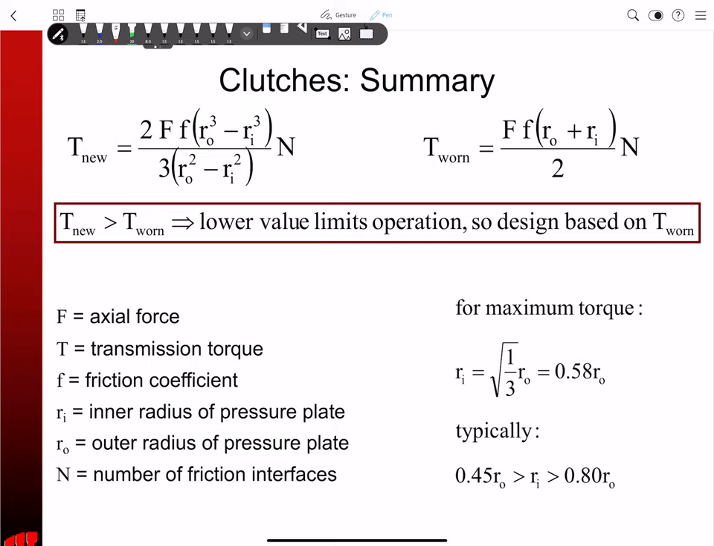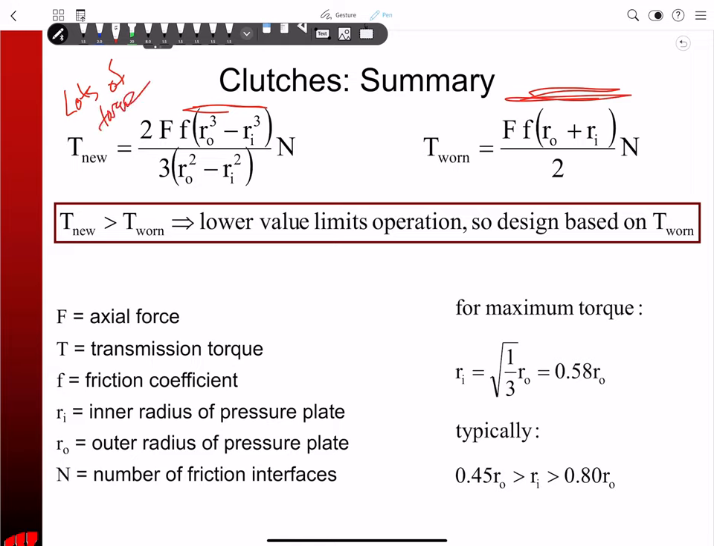Okay, clutches summary. For a new clutch, it looks like this. I want a big outer radius and a little inner radius, and that gives me a lot of torque. But when it starts to wear away, it looks like this, where the inner radius doesn't do me much good. So I want to focus all my force, all my pressure, and all my friction towards the outside, away from the central axis. So that's that. I get a lot of torque here. This is great, lots of torque. But that doesn't last long.